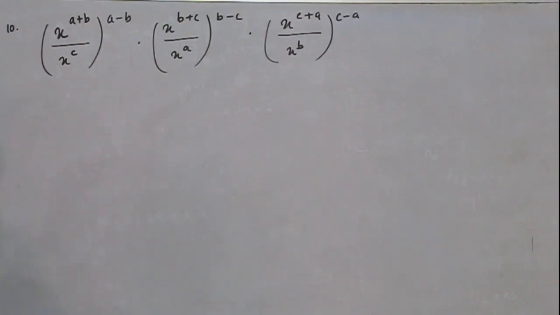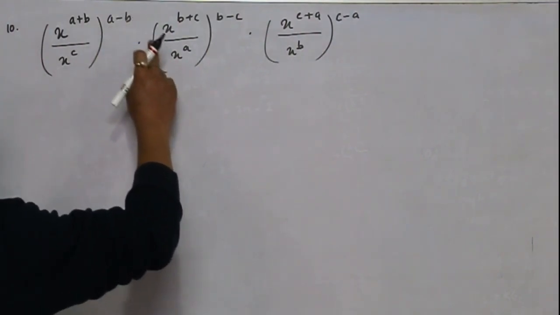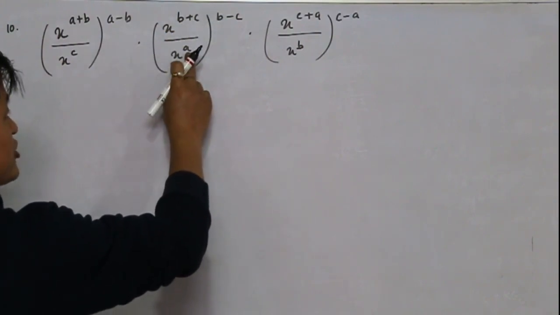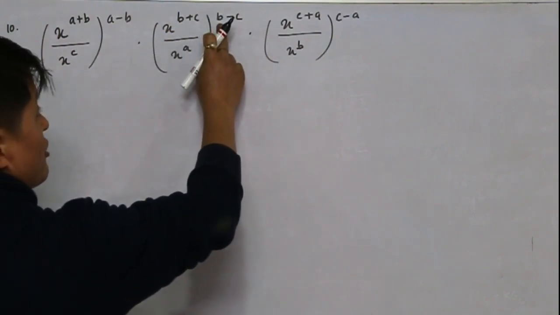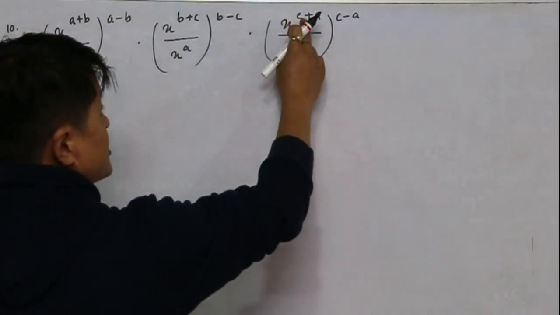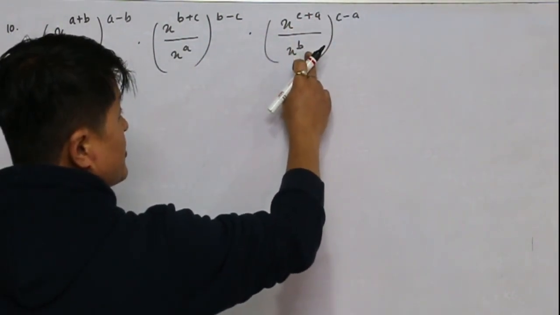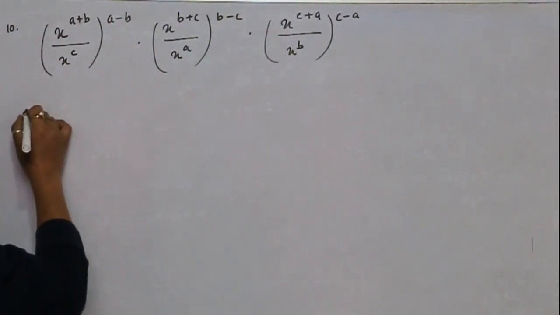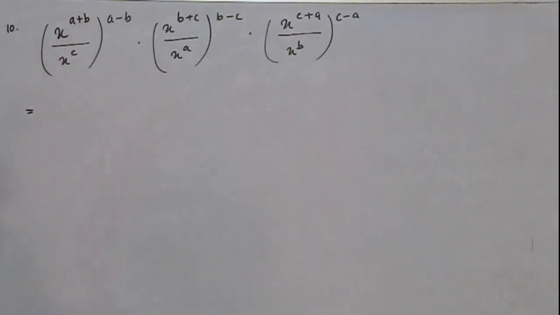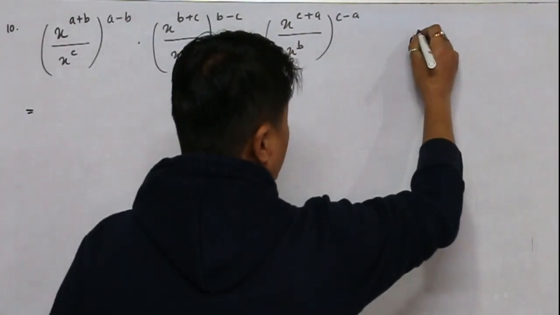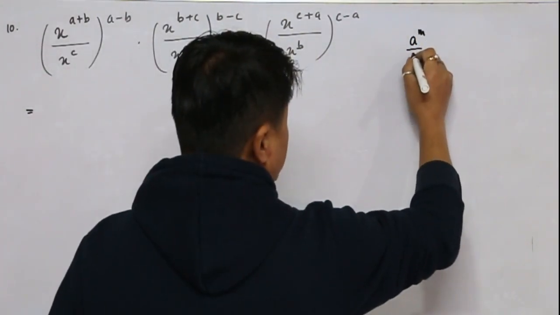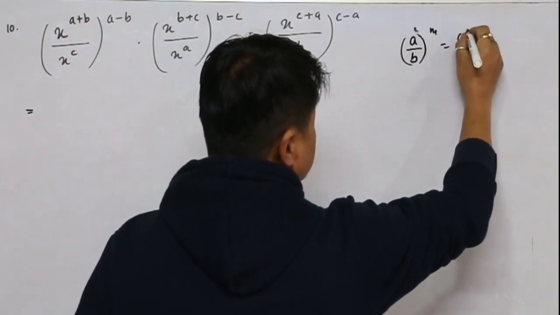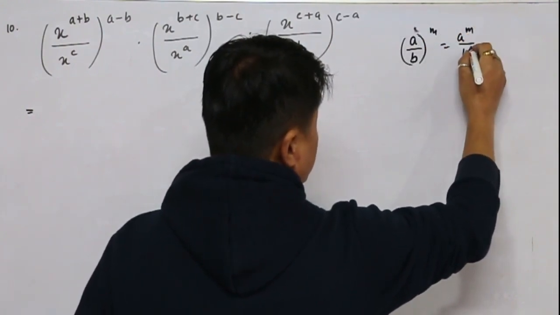the power c whole to the power a minus b into x to the power b plus c whole divided by x to the power a whole to the power b minus c, x to the power c plus a whole divided by x to the power b whole to the power c minus a. This can be written as, we will separate this. We know one rule that a by b whole to the power m can be written as a to the power m divided by b to the power m.